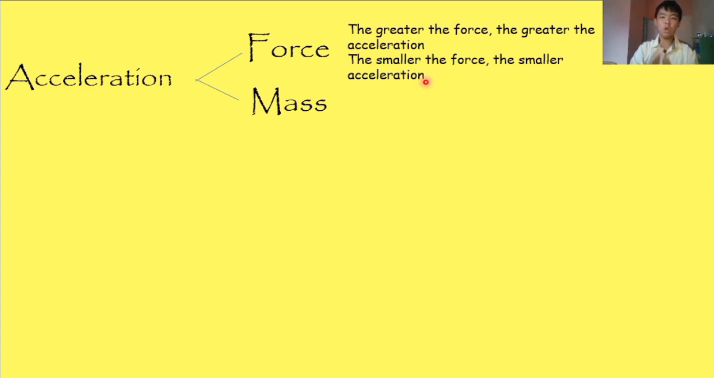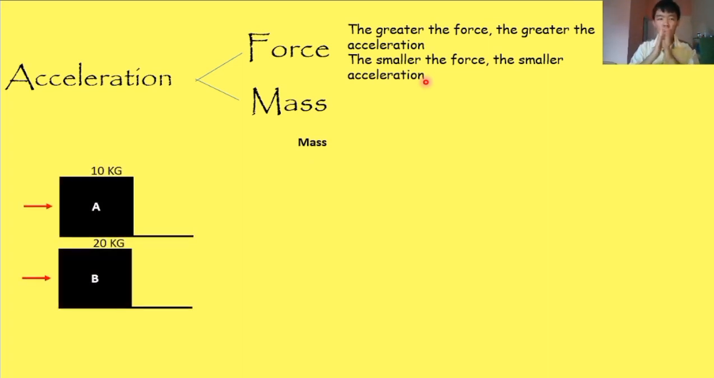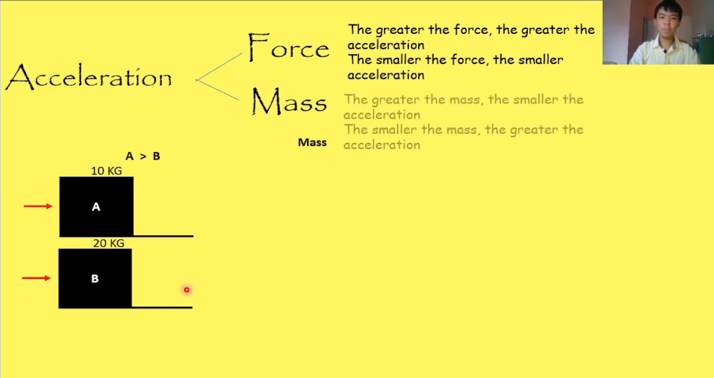Now, we're going to go to mass. Mass is actually the opposite of the force. Let's say we have two boxes again, box A and box B. They both have different mass, but they are being pushed by the same amount of force. Box A has 10 kilograms of mass and box B has 20 kilograms of mass. Box A will acquire the greater acceleration than box B, because the greater the mass, the smaller the acceleration, and the smaller the mass, the greater the acceleration.